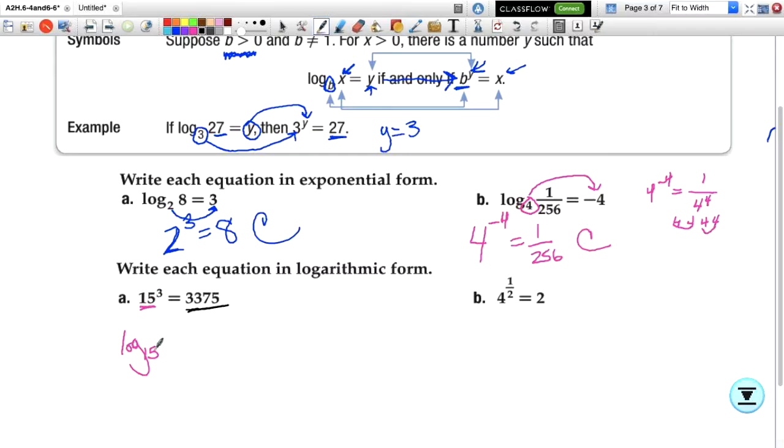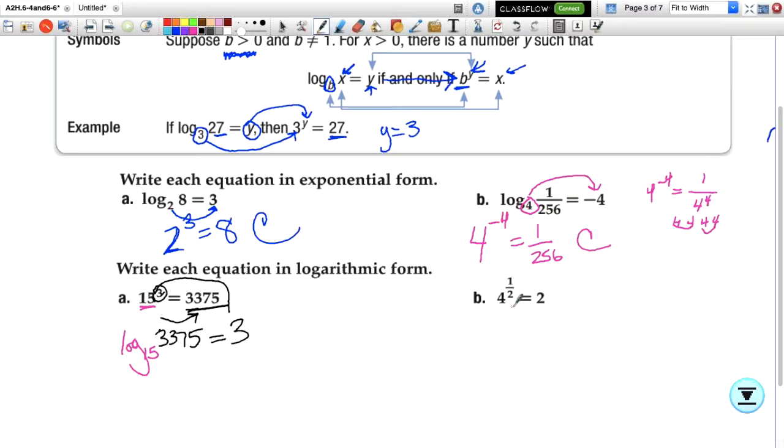Remember, your exponent is not right next to this, okay? So I go to my other side next, which is going to be my 3375, equals, and then it always equals that last exponent, okay? So remember, 15 to the third equals 3,375. So it's almost like a circle, right? You got to come full circle. 15 to the third equals 3,375.